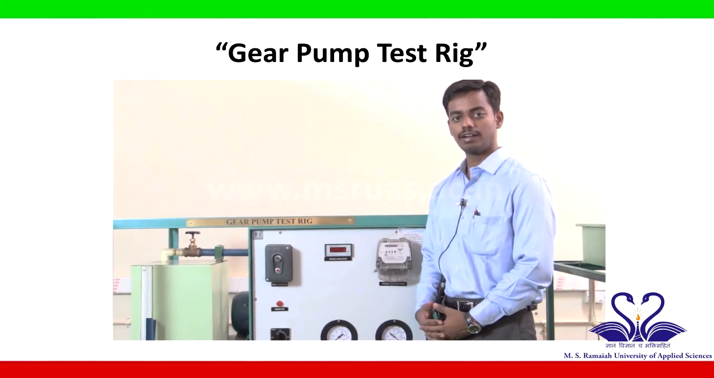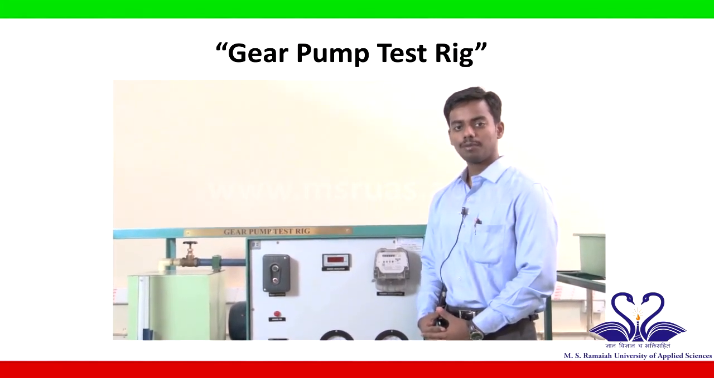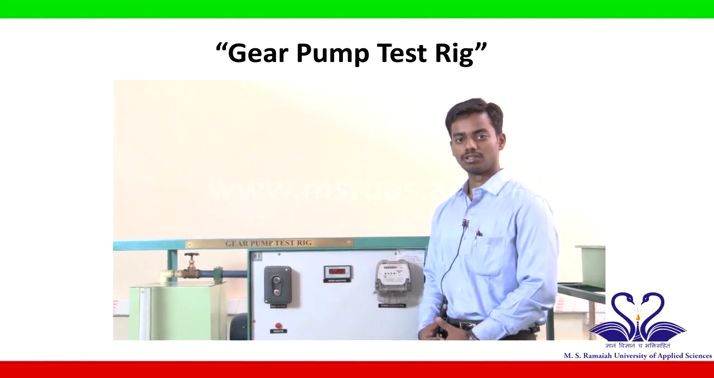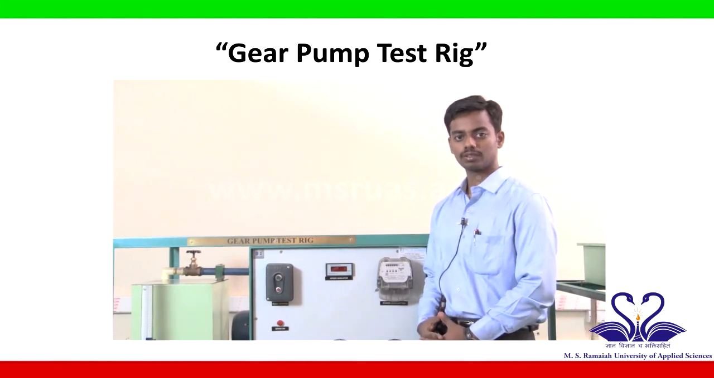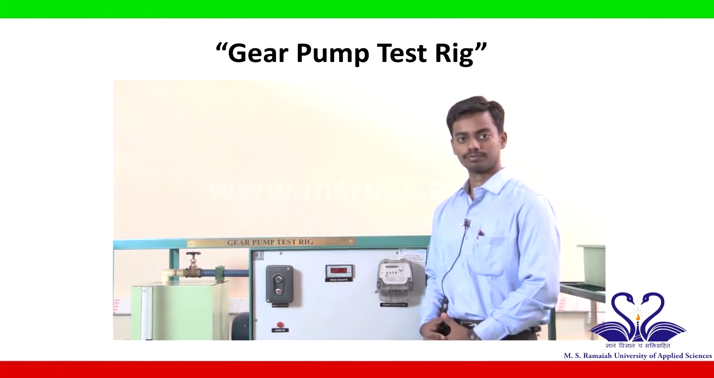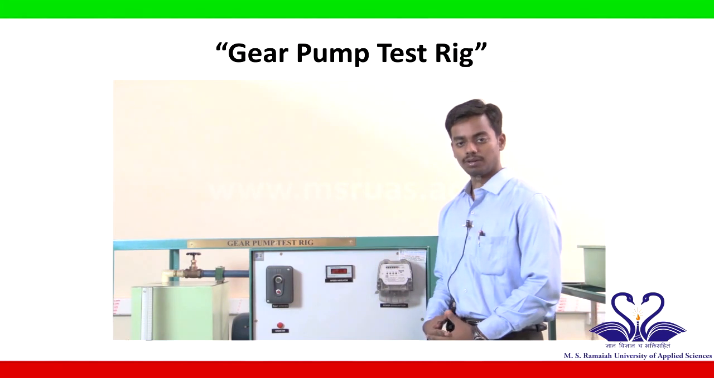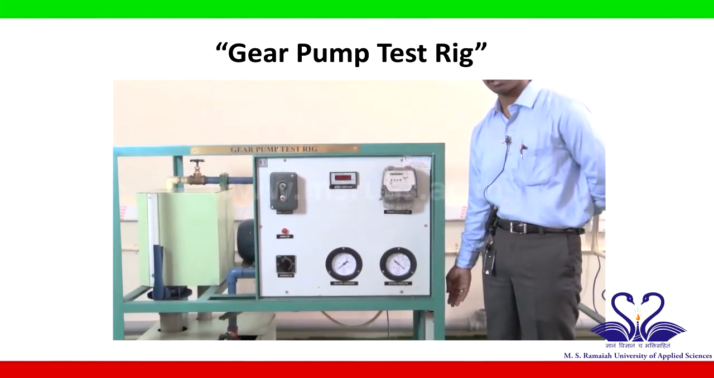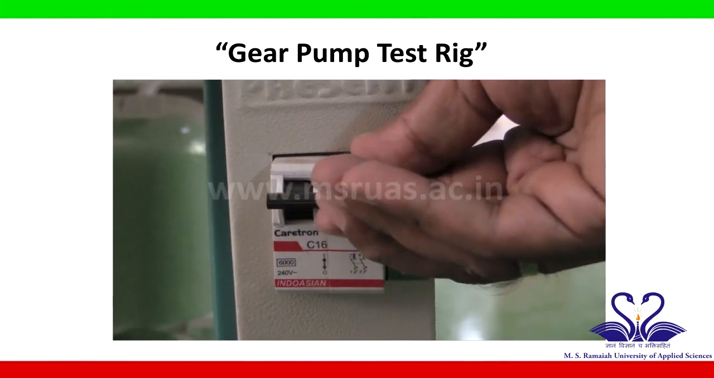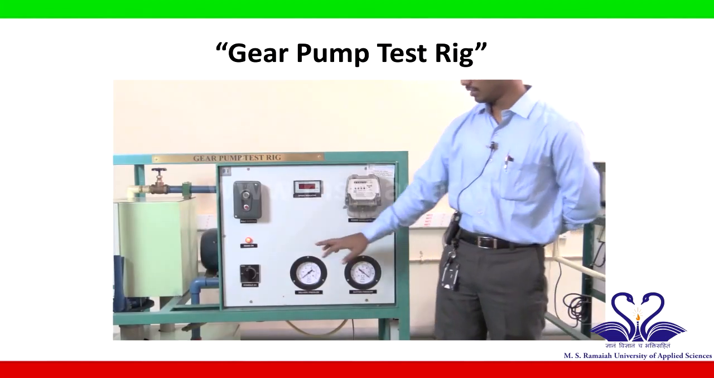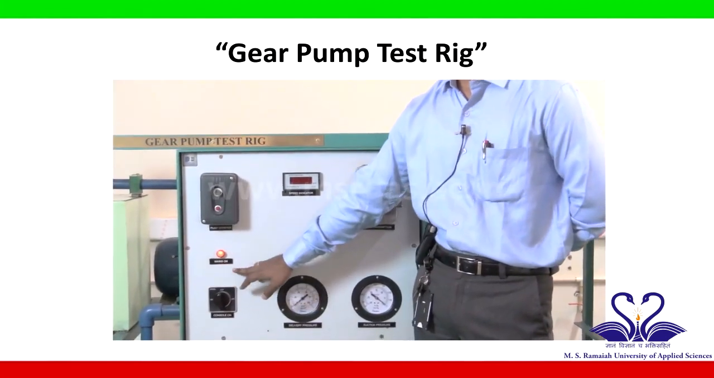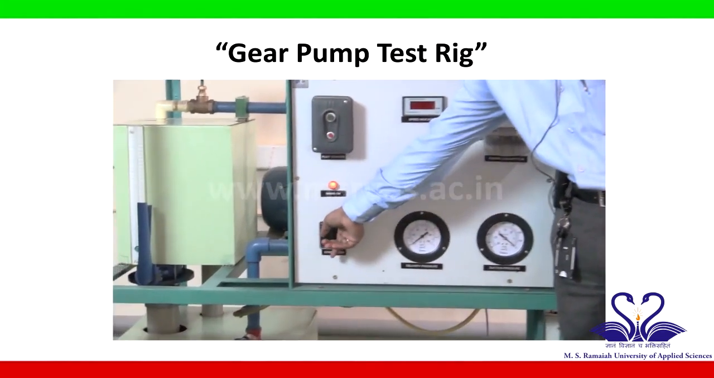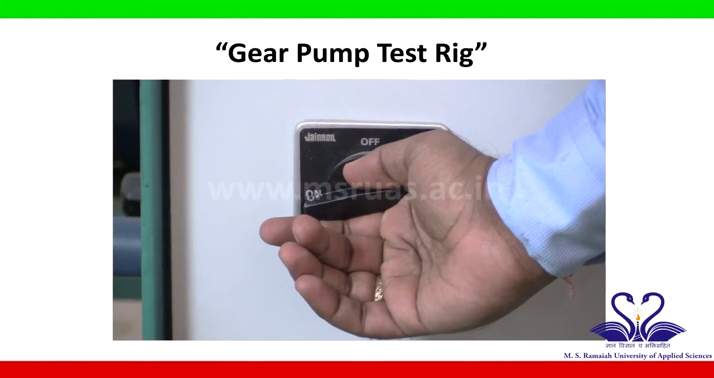Now let us go ahead and conduct the experiment. Before starting the experiment, we have to make sure that the suction valve and the delivery valve are completely open. For any type of a positive displacement pump, this should be taken care of. And before starting the pump, now we have to start the mains by switching on the ECB trigger. We will see that the mains indication is glowing on. In order to switch on the panel, we have to rotate the main console switch.